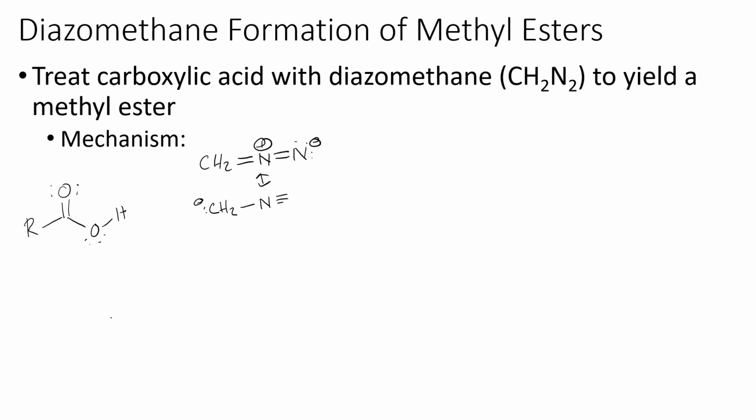Another resonance structure that we can draw has the triple bond between the two nitrogen atoms, a single bond between the nitrogen and the carbon, which puts that extra lone pair of electrons and the negative formal charge on the carbon atom. It is this second resonance structure that we're going to utilize in order to run our mechanism. We're going to deprotonate the acid with that C- unit that we have in our diazomethane, so that we get to the carboxylate anion.